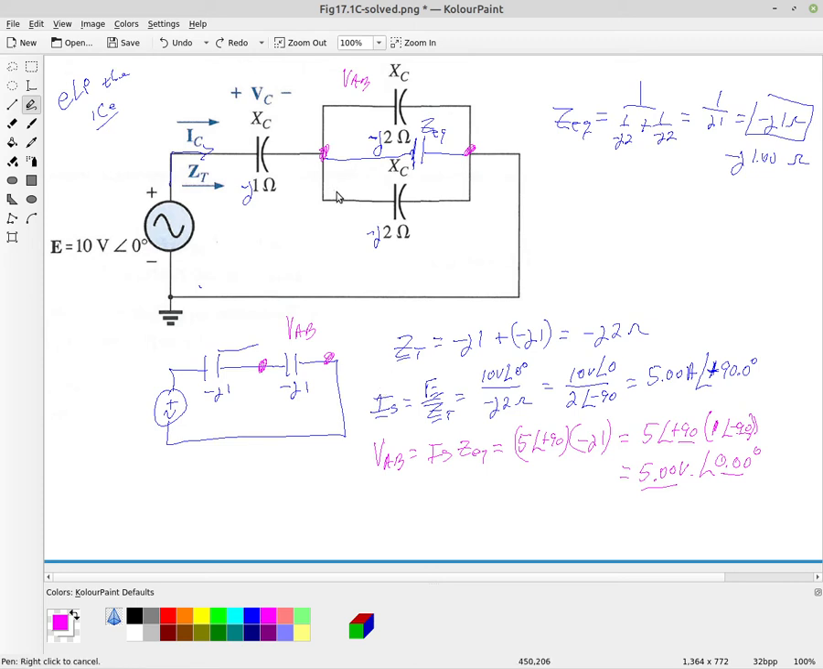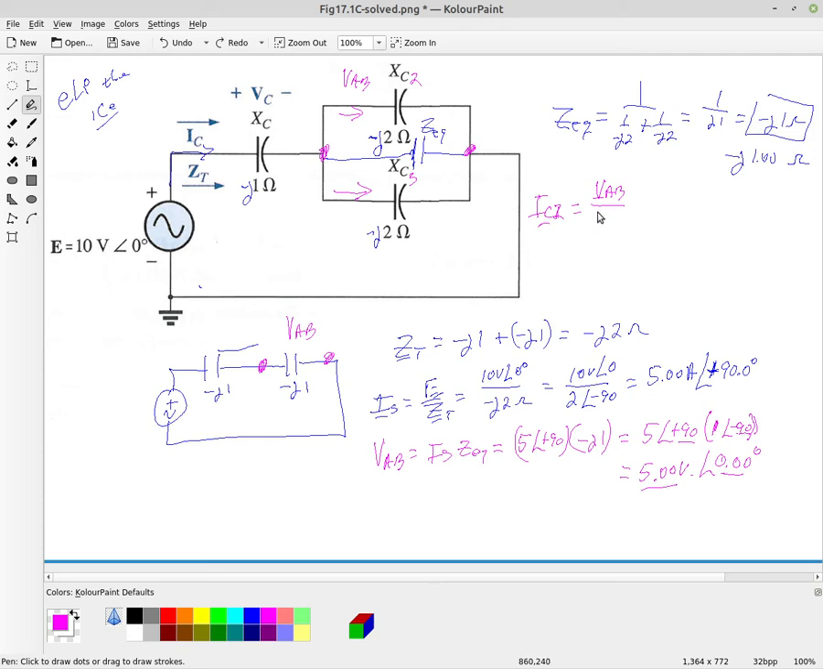So therefore we can calculate the current through each one of these. So call this capacitor C2 and C3. So the current through C2, that second capacitor, using Ohm's law, is going to be the voltage across it, which is VAB, divided by the total impedance, which is just the reactance of minus J2.